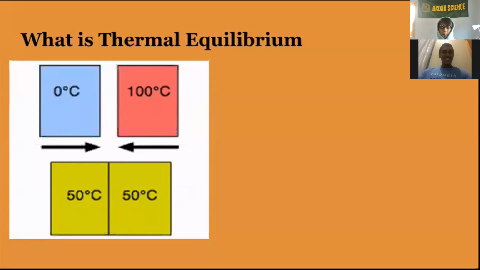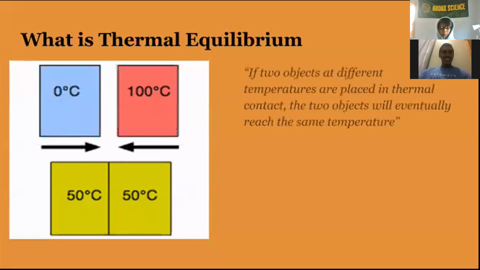All right, class. So now we're gonna talk about the last two sections of the chapter. So next we're gonna discuss what thermal equilibrium is, and basically it is said that if two objects at different temperatures are placed in thermal contact, meaning that they're touching each other, the two objects will eventually reach the same temperature.